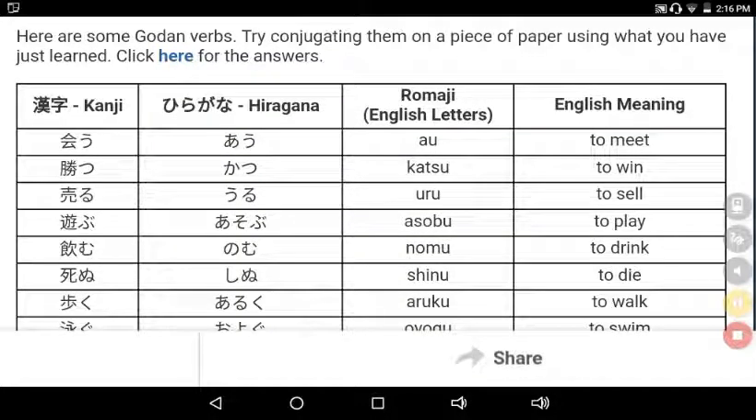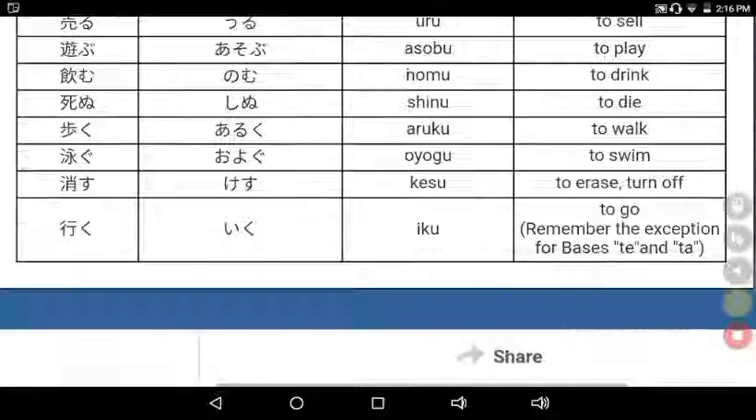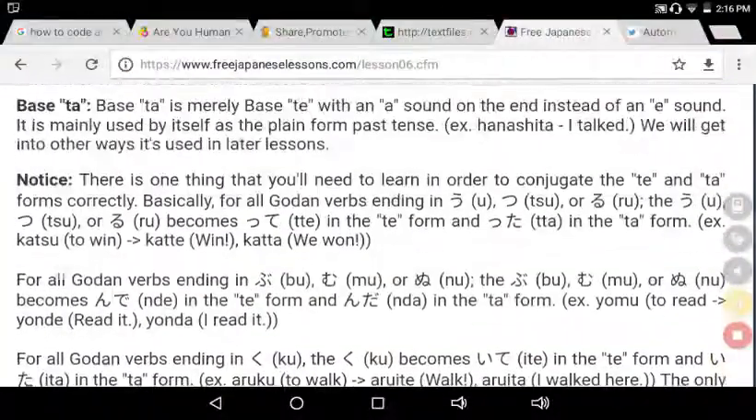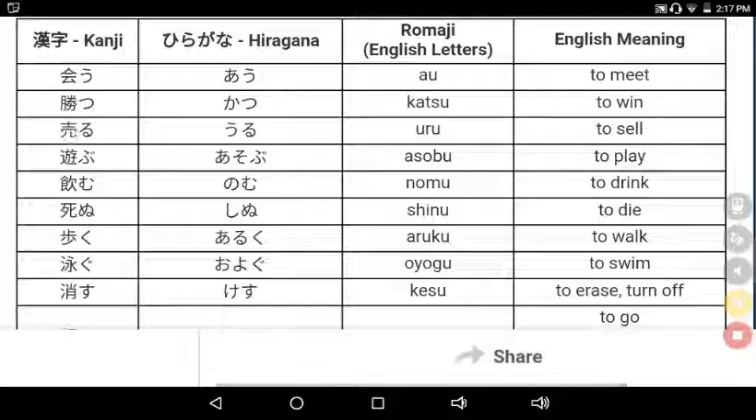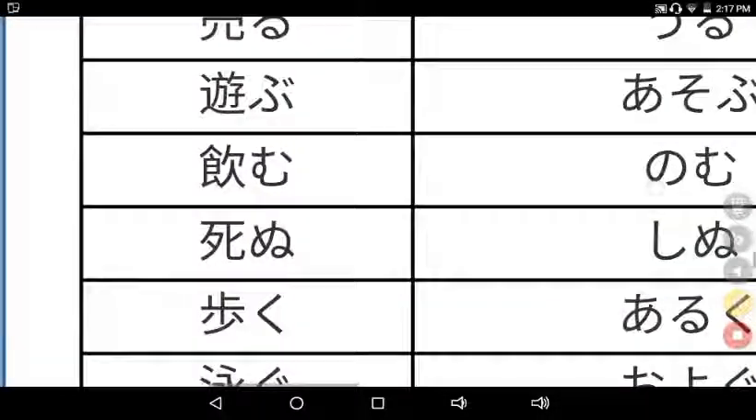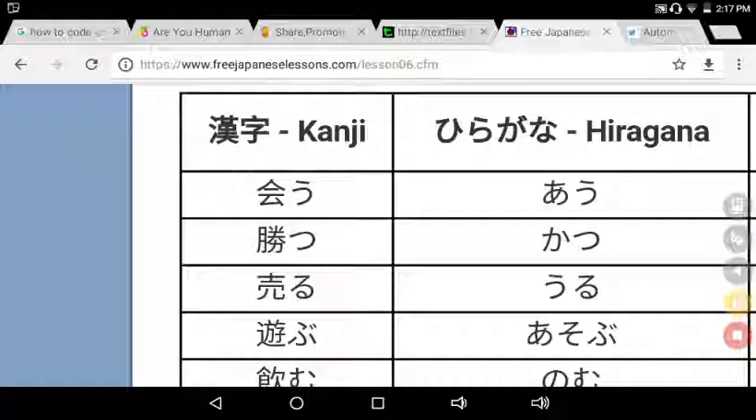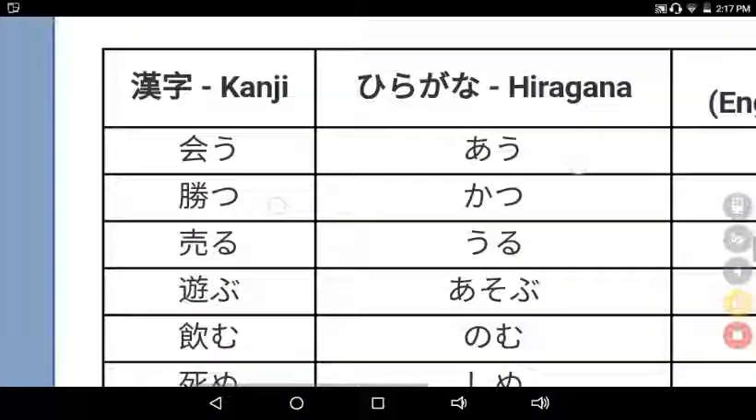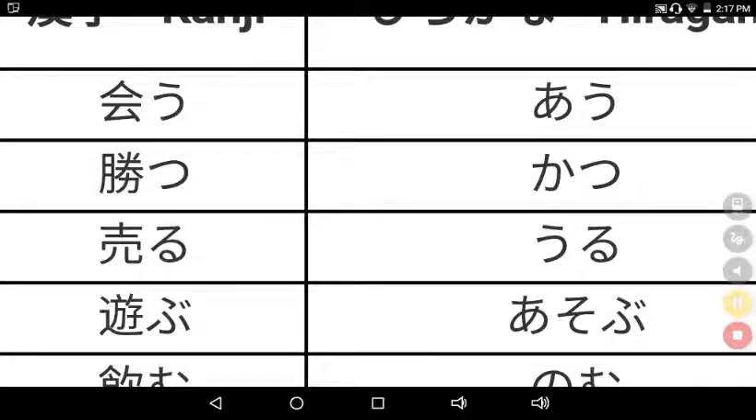Here are some Godan verbs. Try conjugating them on the piece of paper you have with what you just learned. Okay, I guess that's the little test at the end. See, I don't even know what these characters are right here. I've got to go back to the hiragana and the kanji and get used to looking at these characters, because I need to make some flashcards to make sure that's cool.